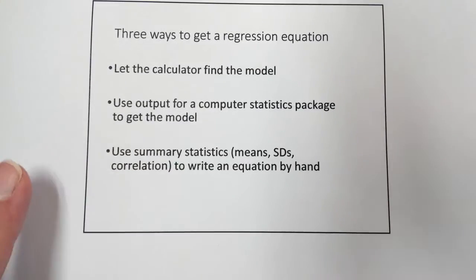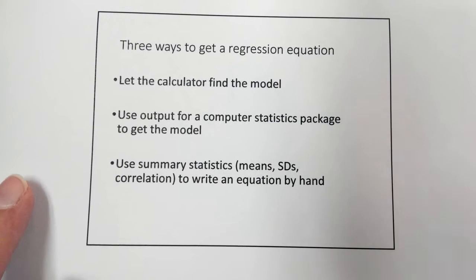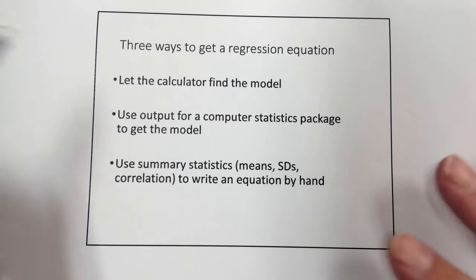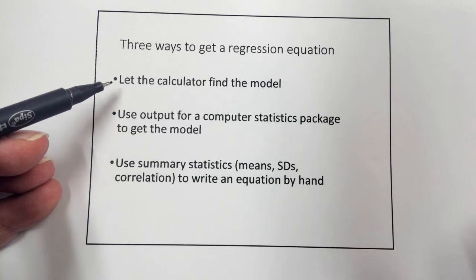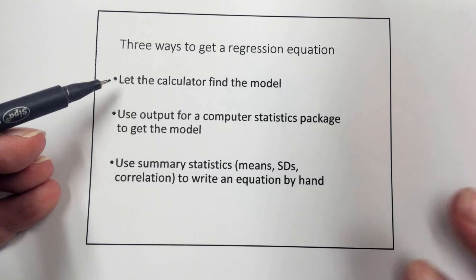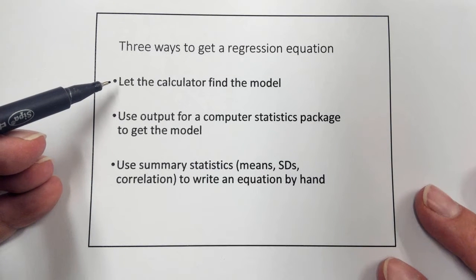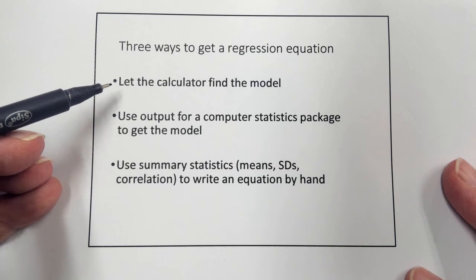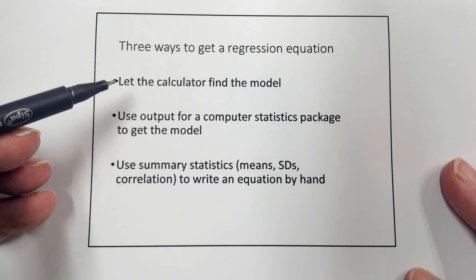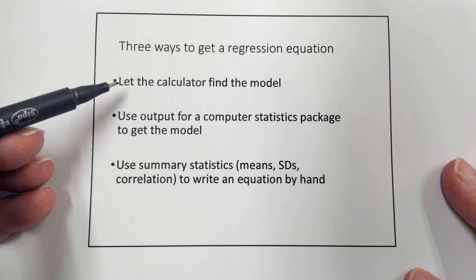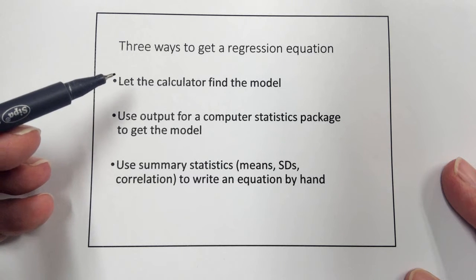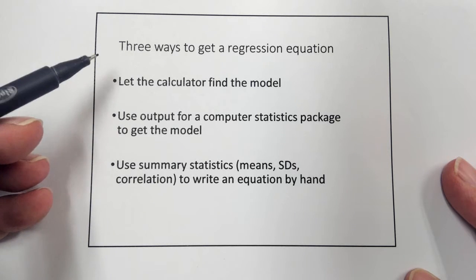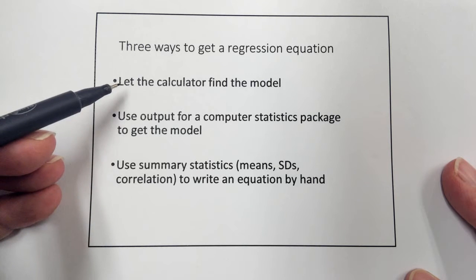There are 3 ways to get a regression equation, 3 ways to actually get that model once you decide that it's appropriate to have a model. One is to let the calculator find it. We've already played with that a couple of times. We're going to come back to that later, not really deal with it any today. But the calculator will run the regression analysis. You can actually drop the equation on the graph on your calculator and then just copy it down. Or you can run the regression analysis in the spreadsheet and then copy it down. So we'll come back to that another day.